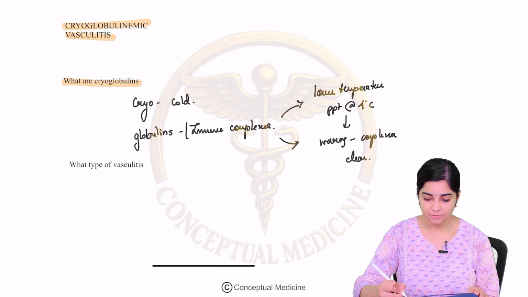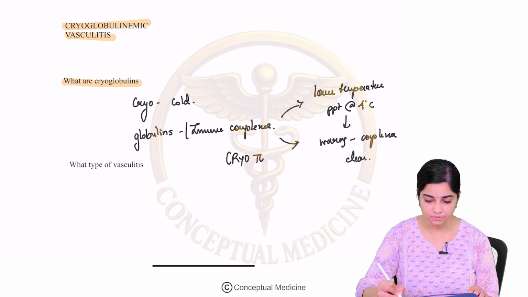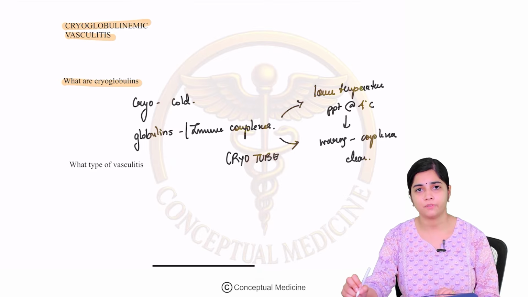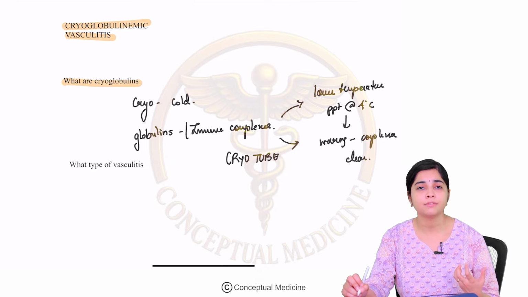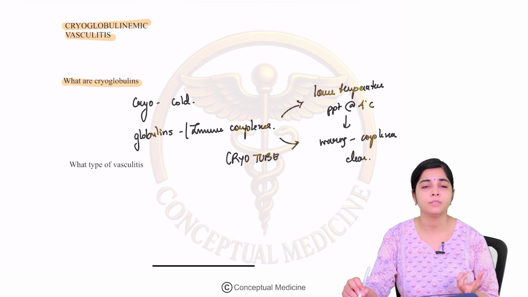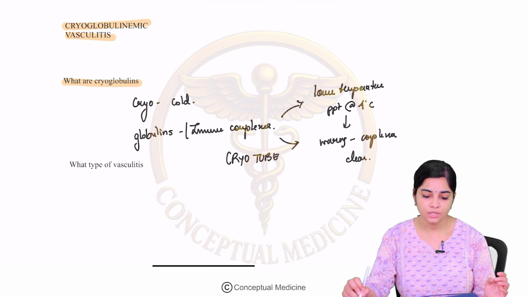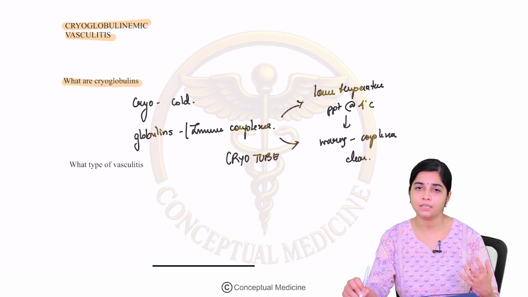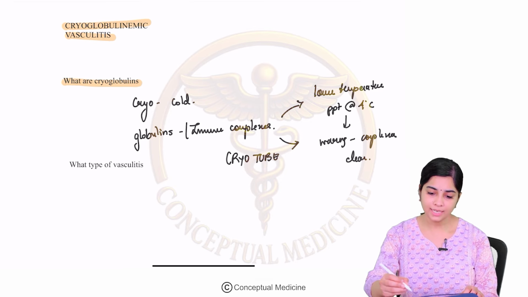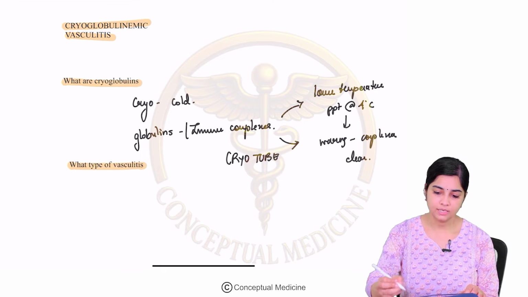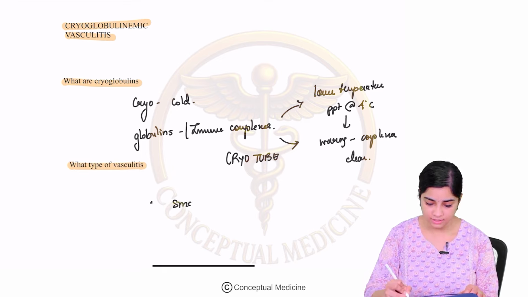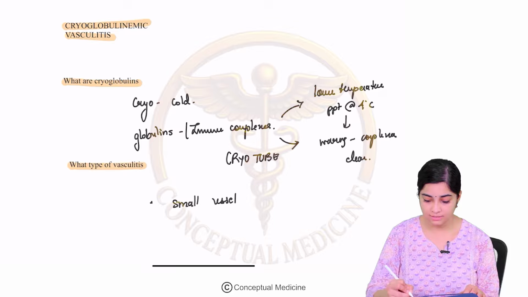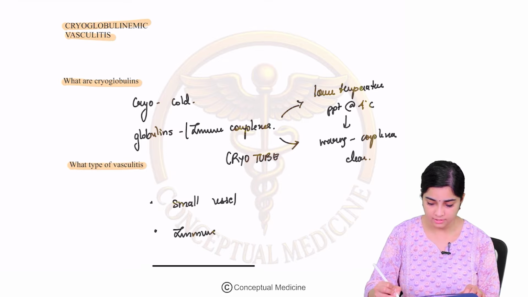All of this can be demonstrated in a cryo tube. Okay, so this is the basic meaning of cryoglobulins. So cryoglobulinemic vasculitis is when these cryoglobulins, which are immune complexes, are deposited within the vessels. Cryoglobulins are immune complexes that precipitate at lower temperatures and clear off by rewarming. What type of vasculitis is it? Yes, this is a small vessel vasculitis, right? And is this ANCA-associated? No, this is an immune complex mediated vasculitis.